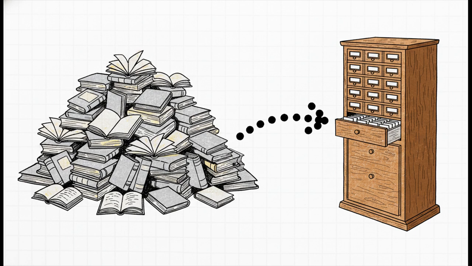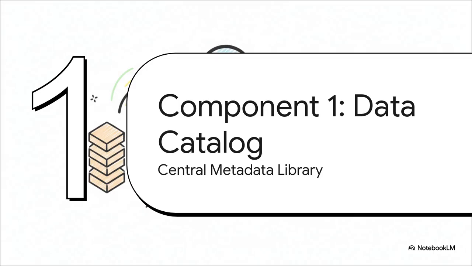You need a card catalog that tells you what you have and exactly where to find it. And that card catalog, in the world of AWS Glue, is the data catalog. This thing is the persistent central library for all of your metadata. It really is the foundation that everything else in Glue is built on.